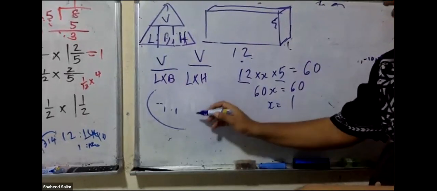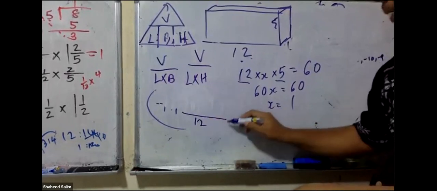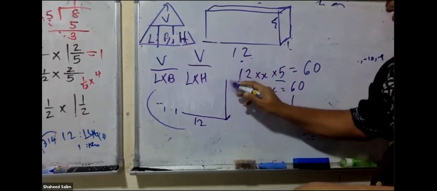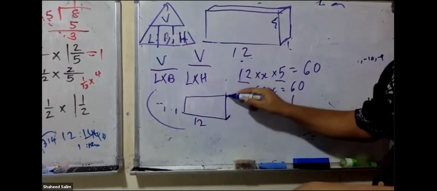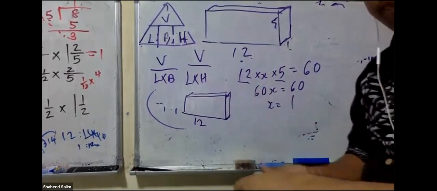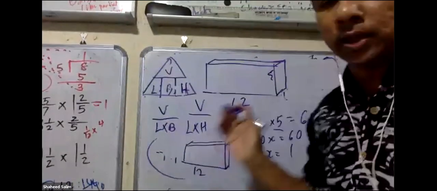You know, a book: the length of the spine is 12 cm, then the thickness is only 1 cm, and then the height might be like that. It might be a book like that, or it might be a chocolate bar. So you get this one, it's easy, right?